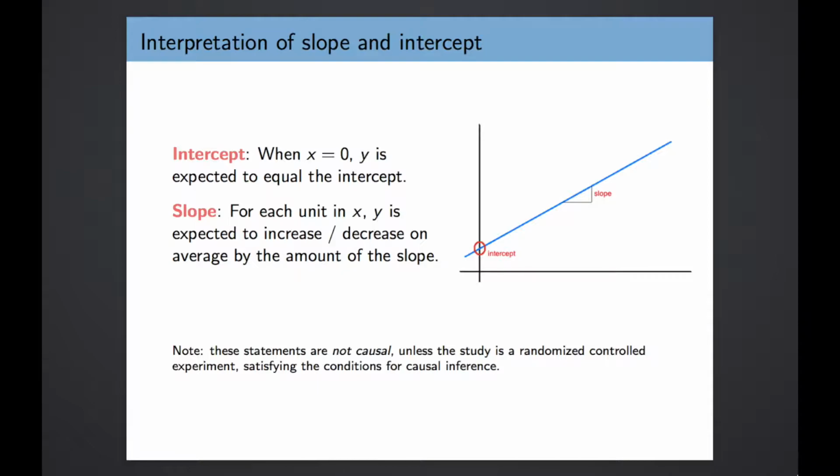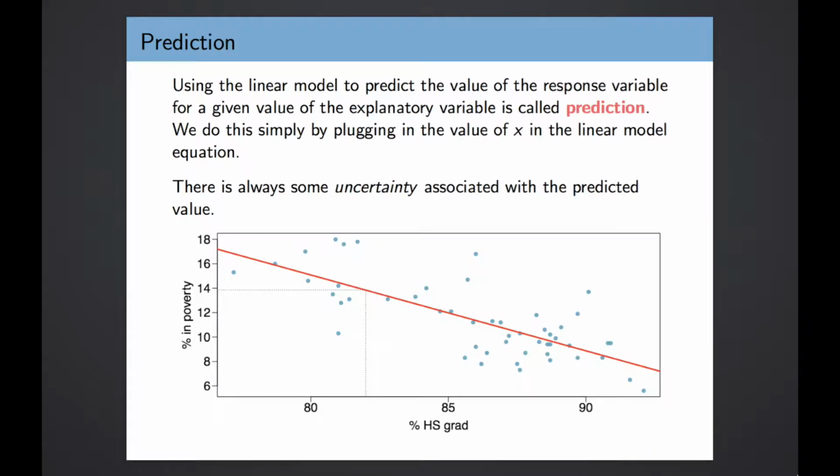If we do a randomized controlled experiment where we randomly assign values of the independent variables to our subjects, then we can do causal inference, and we've satisfied those conditions. But that is a separate question from how we draw the regression line. So just drawing the regression line, performing this calculation in and of itself doesn't tell us anything about the causal relationship between these variables.